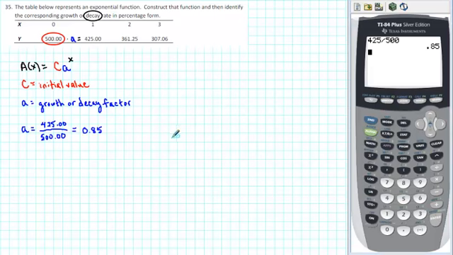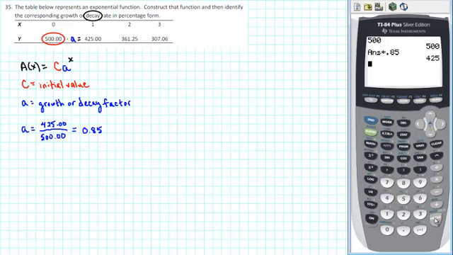Now let's double check and make sure that this actually works. We should be able to take 425 and multiply by 0.85 to get 361.25, and then multiply that by 0.85 to get 307.06. So I'm going to go ahead and clear the screen. We'll start off with 500 as the initial value. We want to multiply that by the decay factor of 0.85, and that gives us 425.